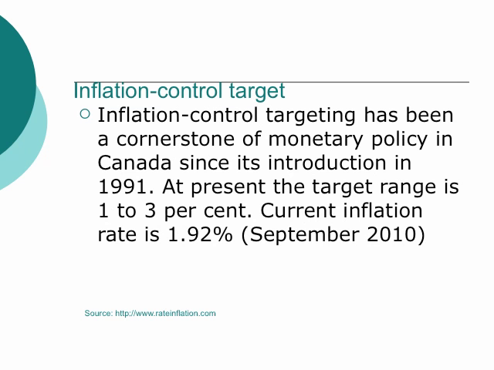First we saw the exchange rate, and then the second important factor in monetary policy is the inflation control target. Inflation control targeting has been a cornerstone of monetary policy in Canada since its introduction in 1991. At present, the target range is 1 to 3% and the current inflation rate is 1.92%.